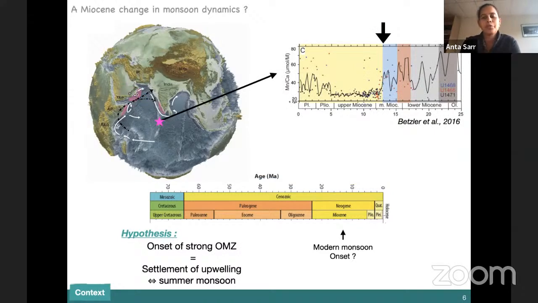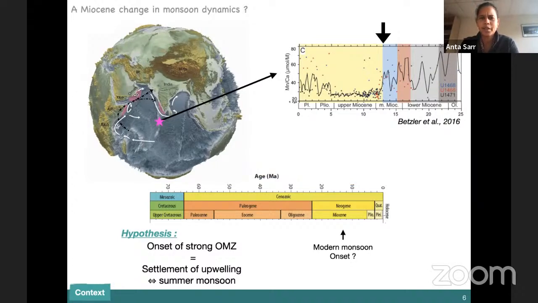Biogeochemistry proxies have also been used on other sites to infer changes in monsoon dynamics during the mid-Miocene period. Here is a record from the Maldives archipelago, for example, a paper from Bessler et al. 2016. I don't remember the expedition name, sorry.